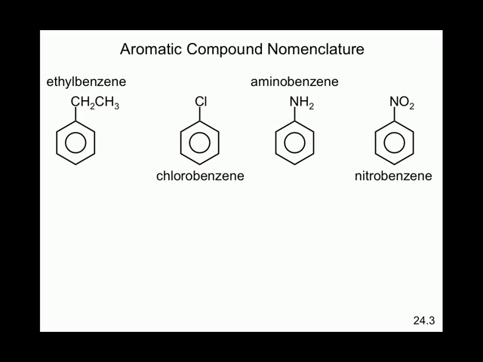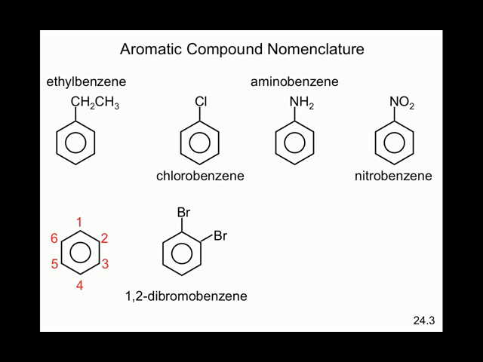But if you have more than one of these groups attached, you have to start saying where they are, and we're going to be numbering the atoms. So we'd number it like that. Now, we're just going to be numbering 1 through 6. Depending on where that group is, we're going to call whatever that group is at the number 1 carbon. So how would you name this one? Well, that would be 1,2-dibromobenzene. And what about this one here?